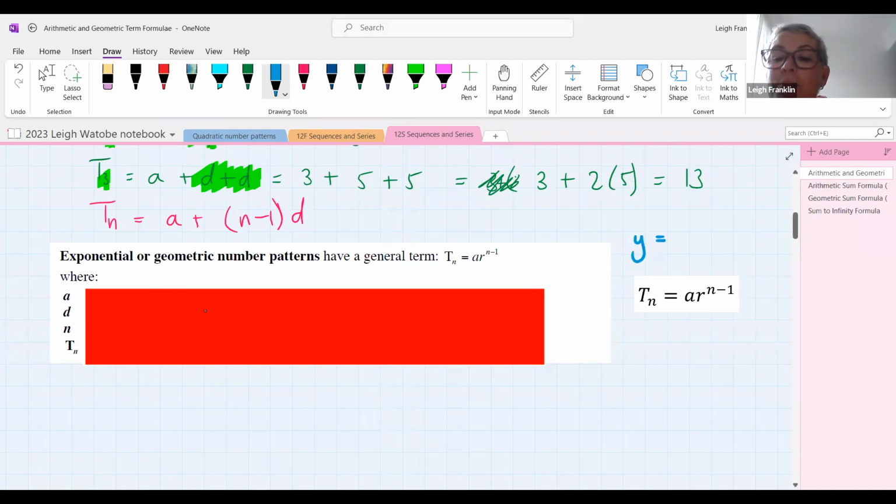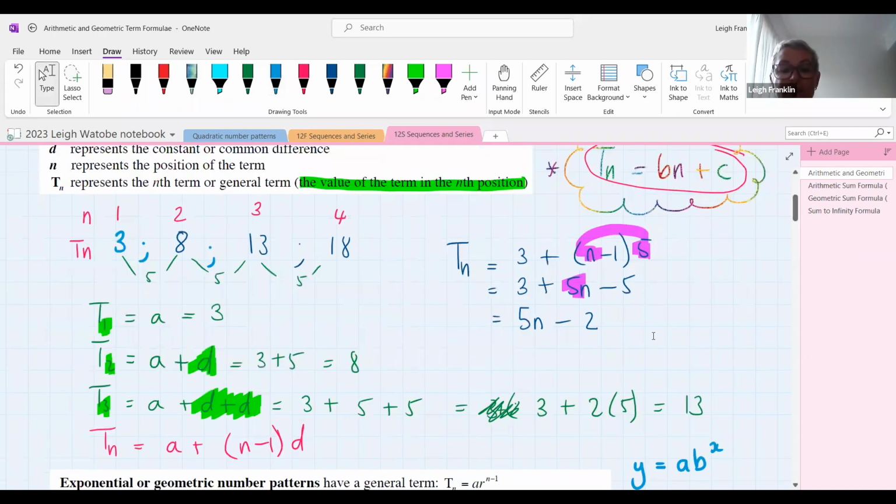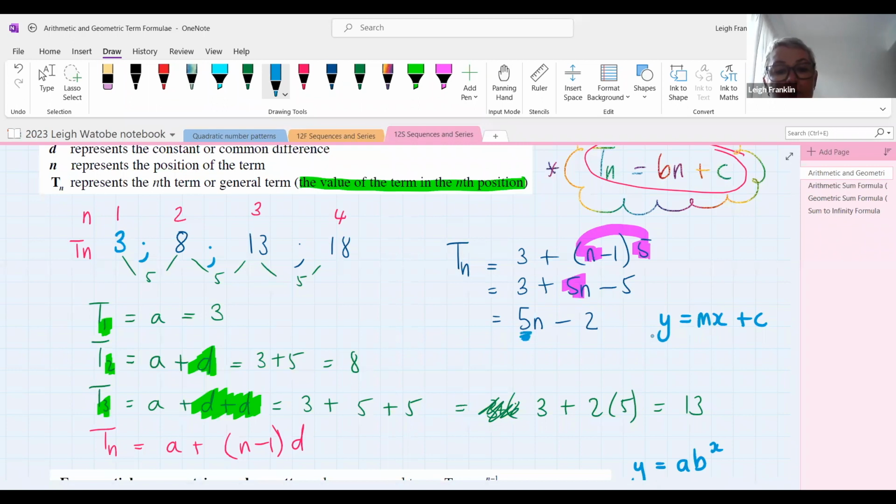y equals, I don't know if you remember this from last year. Sorry, I wrote a D, I meant to write an A, B to the X. So our n is an exponent. This is our exponential function, our exponential or geometric number pattern. In the same way, this linear number pattern is written as y equals mx plus c. Your constant difference, your multiplier, is your gradient, and your y-intercept is what you would then need to take away, your c term.